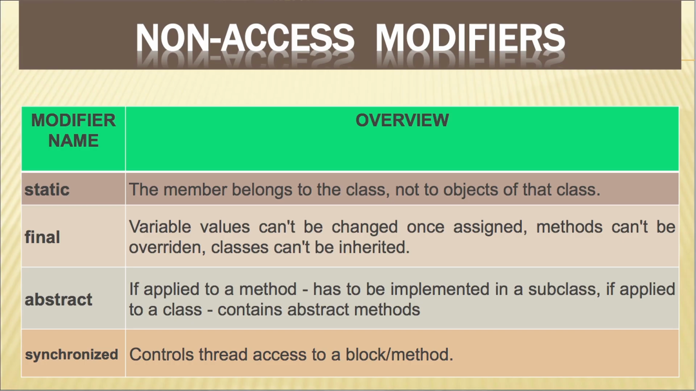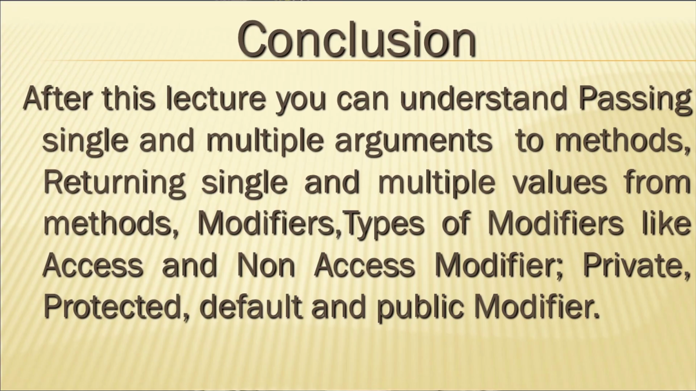So finally I am concluding this lecture. After this lecture you can understand passing single and multiple arguments to a method, as well as returning single and multiple values from a method, and modifiers, types of modifiers like access and non-access modifiers, and access modifiers like private, public, protected, default. I hope you understand all the concepts of passing parameters. So thank you learner, thank you very much.